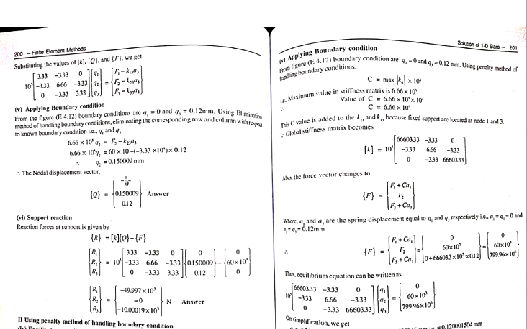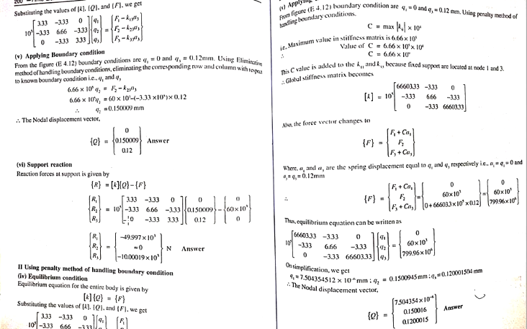Okay, so now the displacement vectors are: q1 is 0 as it is a fixed support, then 0.15 is q2, and 0.12 q3 is already given. Then how to find the support reactions? As I have already told you, in the equilibrium equation condition, if you replace the equal sign by a subtraction sign, then that will be the reaction at the supports.